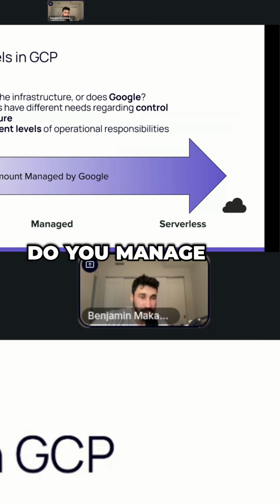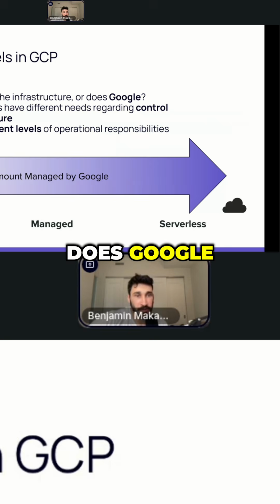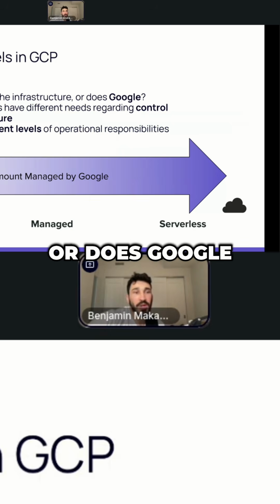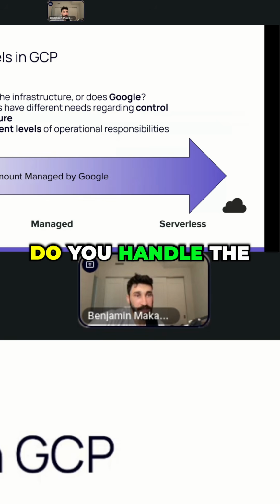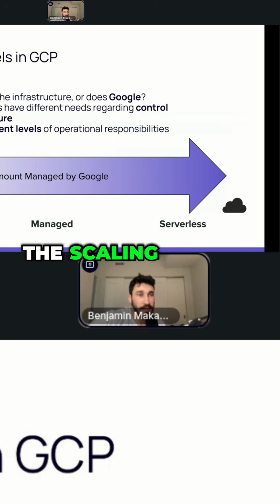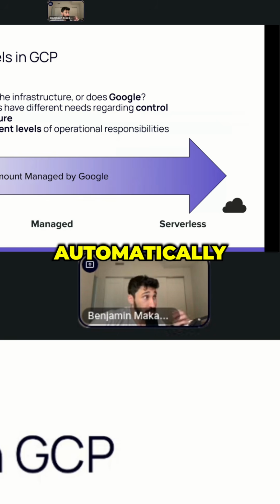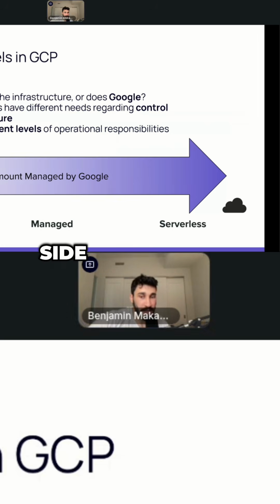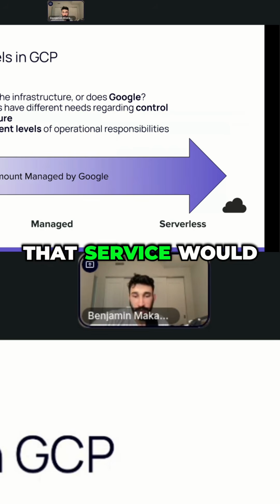Do you manage the operating system or does Google? Are there still infrastructure settings that you have to configure, or does Google handle all that for you? Do you handle the scaling, or does Google handle that automatically? The more that those things are automated and handled by Google, the closer to the right hand side of this slide that service would be, right?